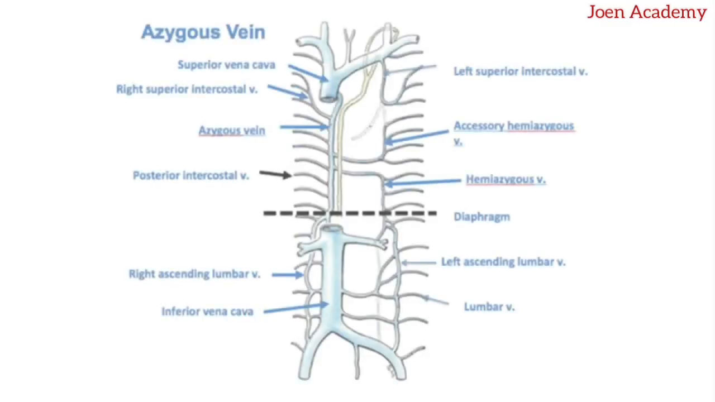Let's have a look at the variation of this vein. Like we said in the beginning of this video, the azygos vein has two origins. It either arises from the lumbar azygos vein or from the posterior side of the inferior vena cava.